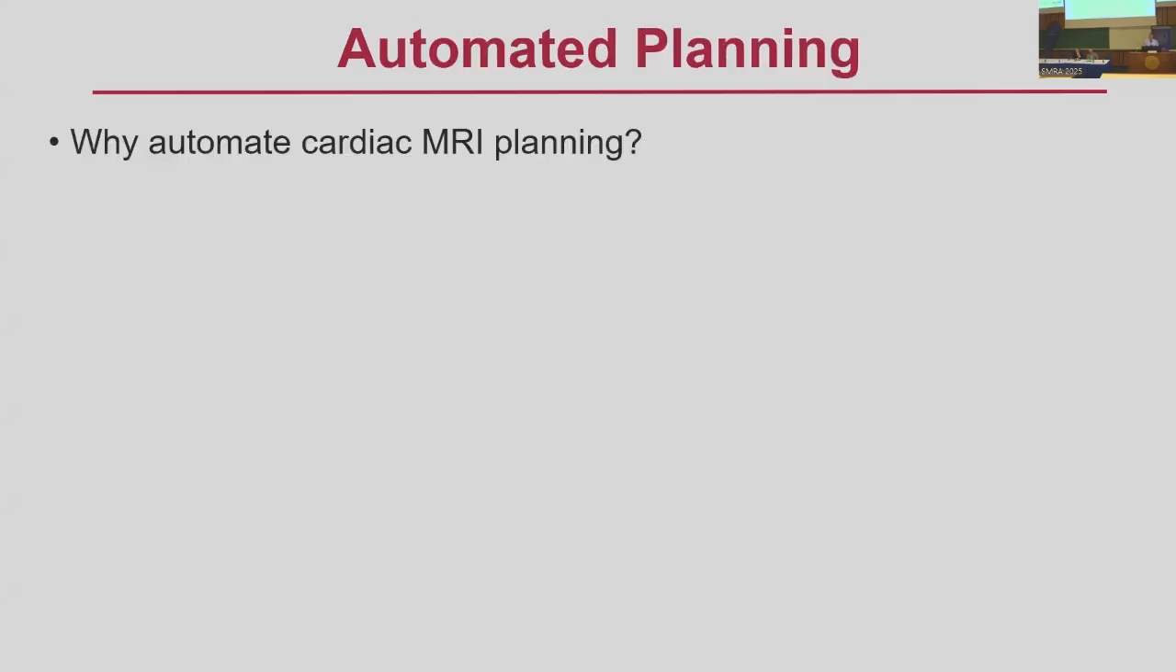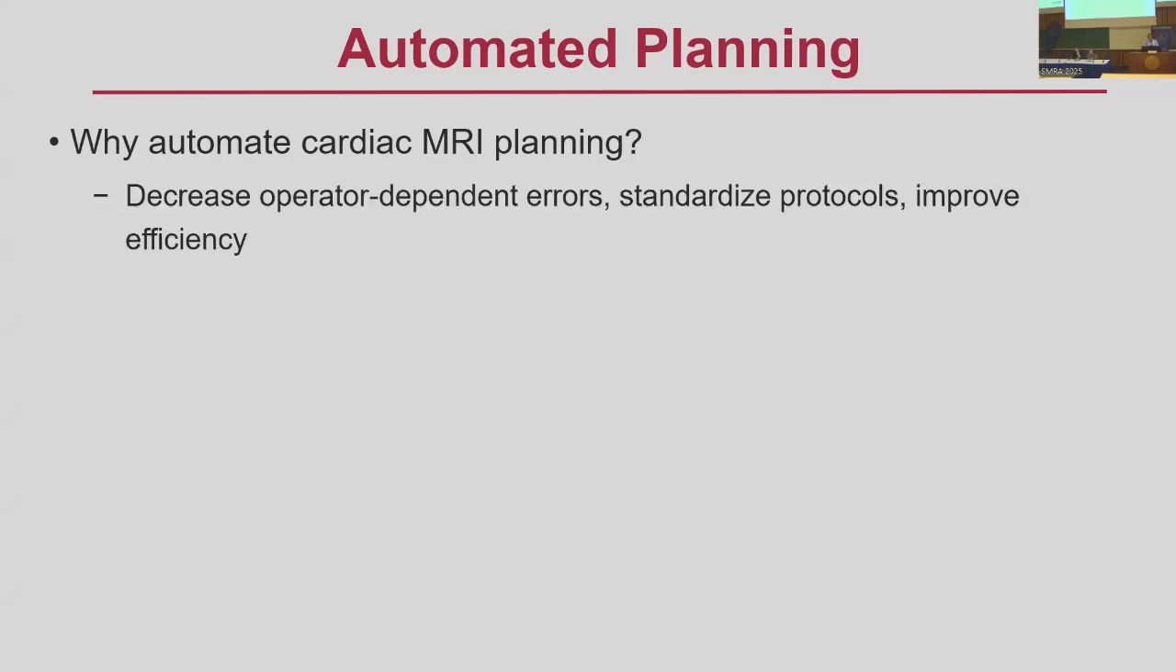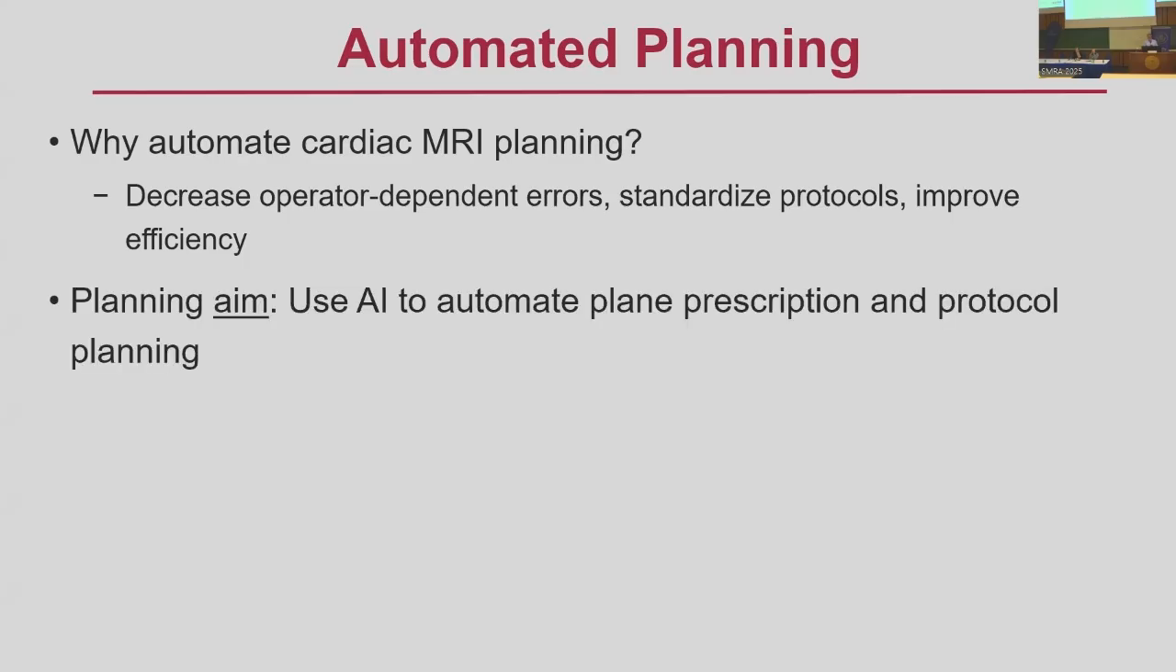Okay, so the first part we're going to talk about is automated planning. And this is quite obvious. A lot of the things in cardiac are hard to plan. There are a lot of double oblique slices, etc., that require good tech input. So we want to decrease operator-dependent errors. We want to have standardized protocols and improve the efficiency. And really all the vendors have something that targets these aspects. So AI to automate planning, prescription, and protocol planning. And there are also other startups or independent firms that provide these as well.